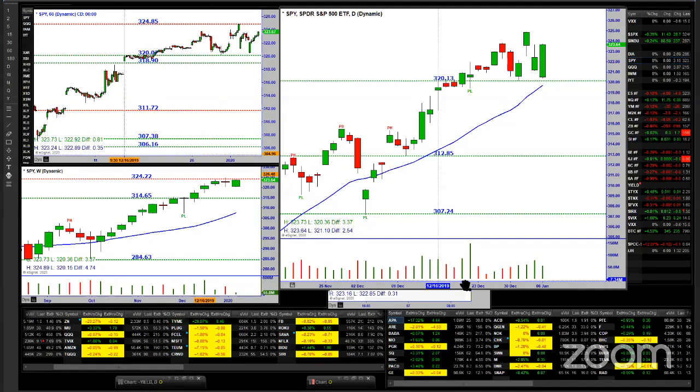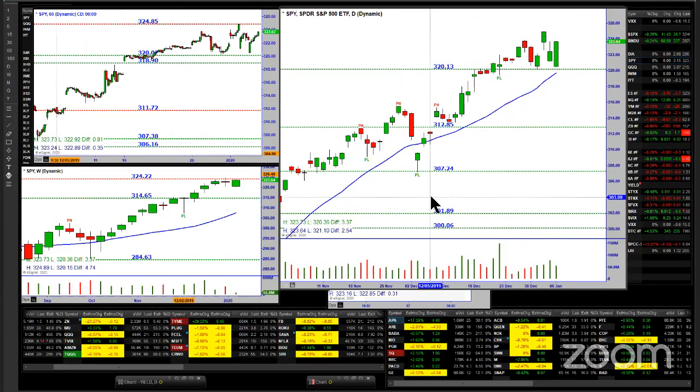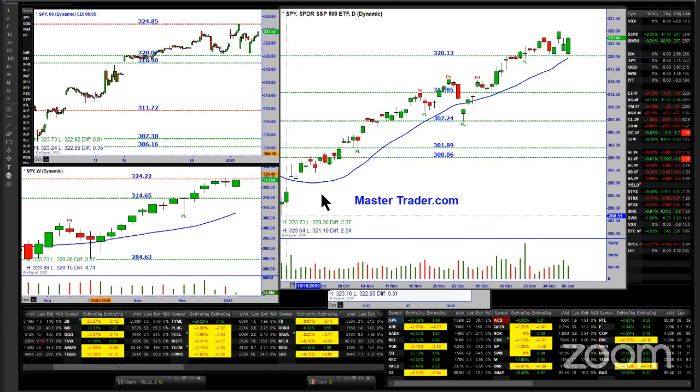From a technical point of view, we know that between our internals and the extent of this move from the October low, the market, just common sense, needs a little bit of a rest. And so far, its resting is bullish until proven otherwise.